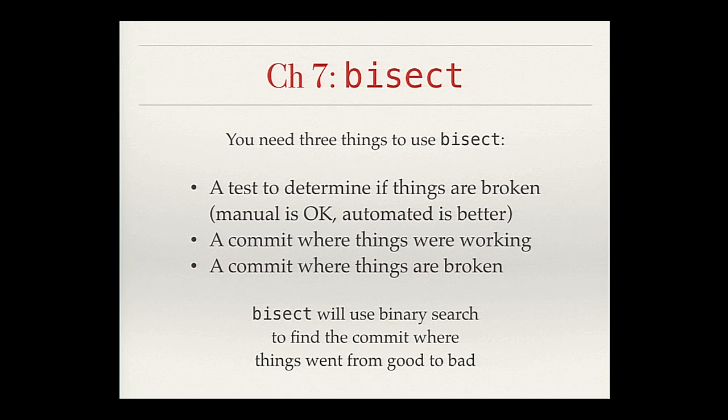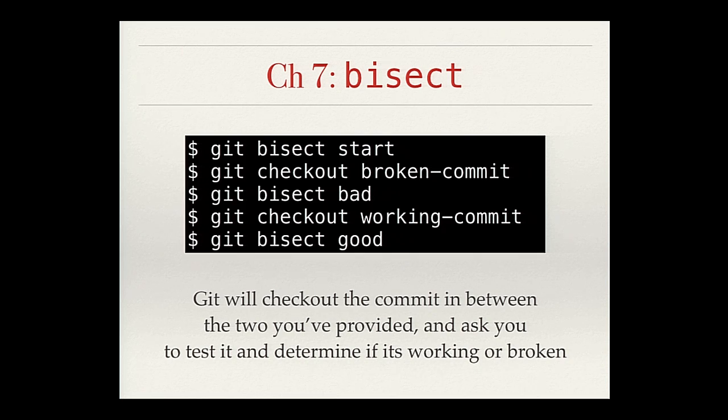So the way you actually use this is you run git bisect start to tell Git, all right, we're going into bisect mode now. You want to find the broken commit, and you want to tell Git, all right, this is the bad one. And then you find the working commit, and you tell it, OK, this is the good one. And now, once you've done that, Git is going to find a commit in between those two, and it's going to check it out for you, and it's going to ask you to determine if that particular commit is broken or if it's working.